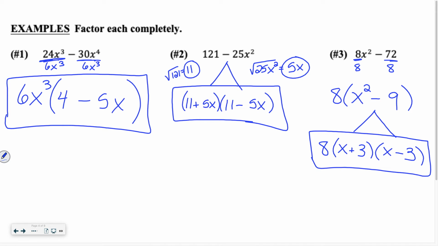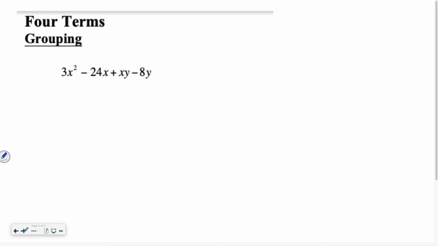Right, so that was GCF, and that was difference of squares. We have one more left, just for today. The last topic we're going to cover today is called grouping, and this happens when there are 4 terms. So you look at the 4 terms, 3x squared, 24x, xy, and minus 8y. If there's 4 terms, we still check for a GCF. If you look at the coefficients 3, 24, and 8, there's not one number we can divide them all by.